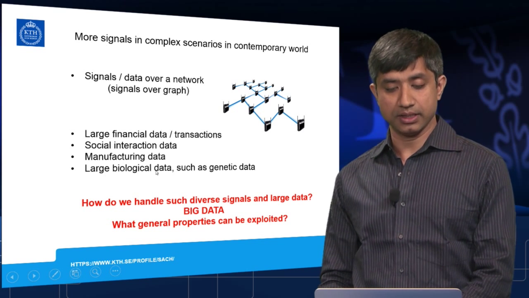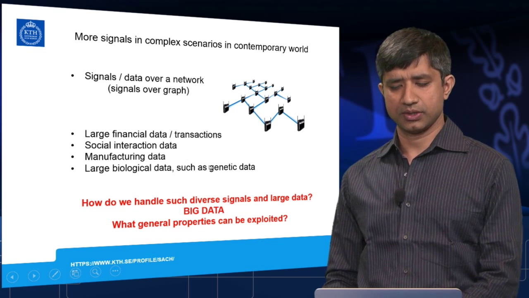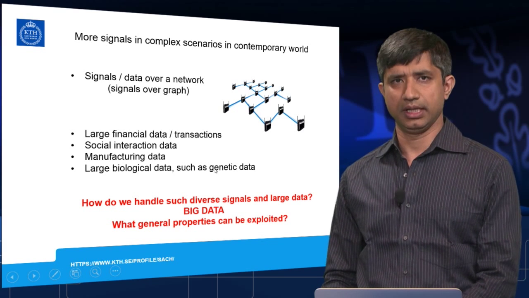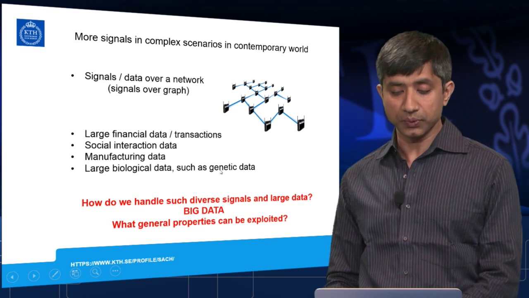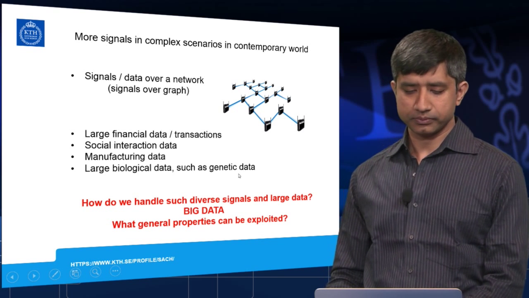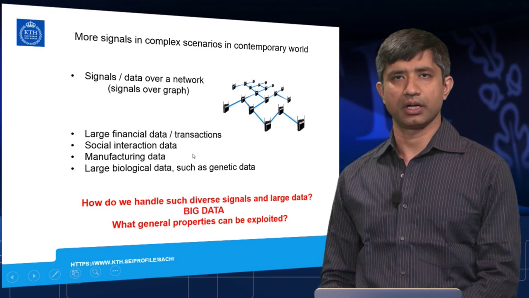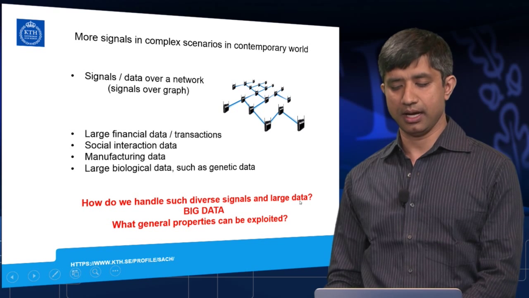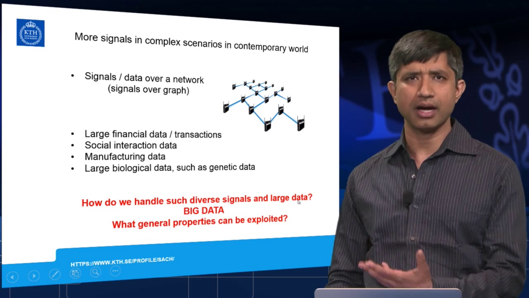Then comes large biological data such as genetic data. In the biological field, nowadays, thanks to cheap gene sequencing machines, they produce lots of genetic data, and they would like to get information from this data. This data is really huge, and it is also very interesting to work with. Now, I have given you several examples of data in different kinds of fields. So, how do we handle such diverse signals and large data? This is a natural question.